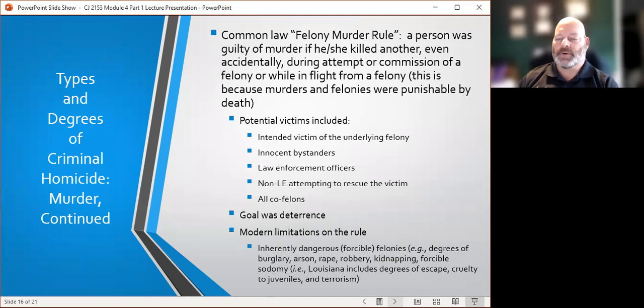And in modern times, there have been limitations placed on the rule to mean that only inherently dangerous or forcible felonies could hold a person accountable under an instance of a criminal homicide. Things like degrees of burglary, arson, rape, robbery, kidnapping, forcible sodomy. In Louisiana, this includes degrees of escape, cruelty to juveniles, and of course, terrorism.